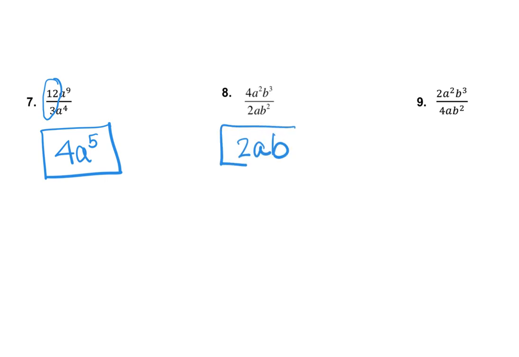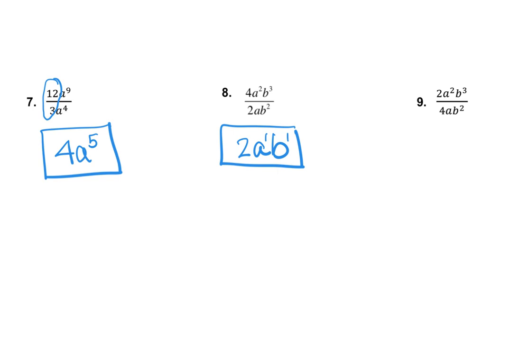Okay, so hopefully you took 4 divided by 2 and got 2. A squared divided by a to the first power results in a. If you have a to the first power, that is just fine. This is the same thing as this. We just don't write that one. And then b to the third divided by b squared also results in b to the first power.